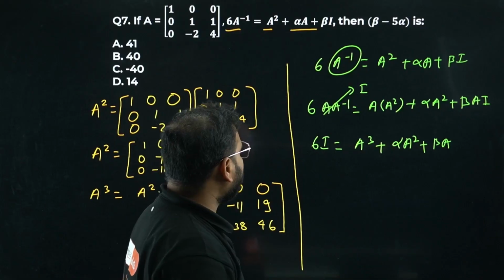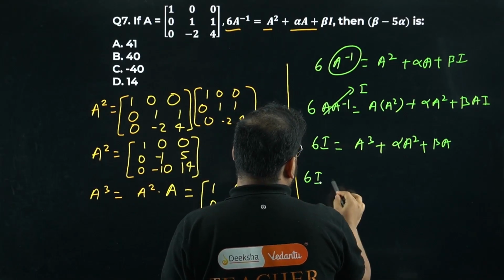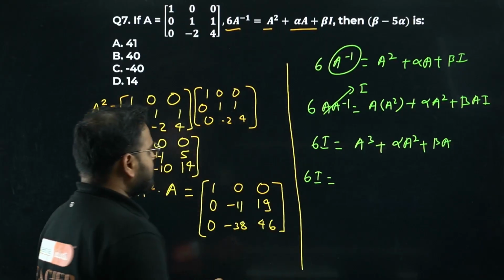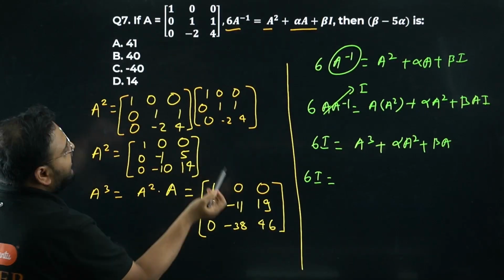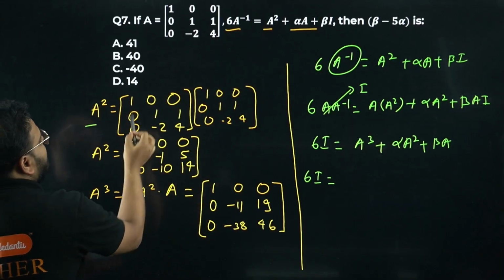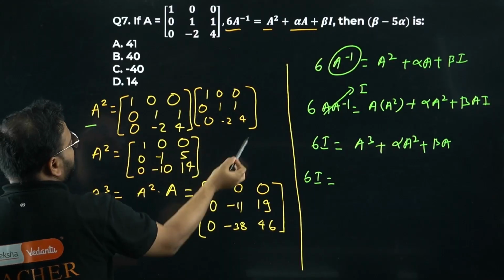So what I have now, think like this: 6I. What is a cube? I have a cube already in here. A cube is a square times a. First you find a square. So when you find a square, you get like this: [1 0 0; 0 1 1; 0 -2 4] times [1 0 0; 0 1 1; 0 -2 4]. Same thing, multiply this.